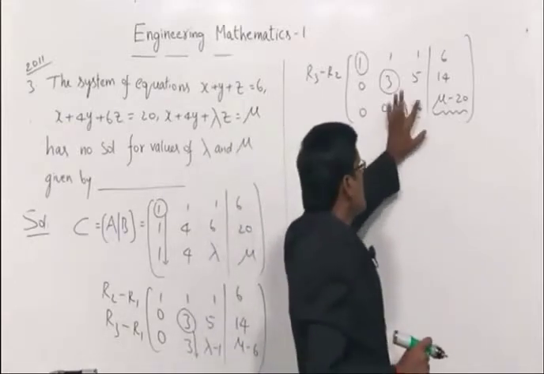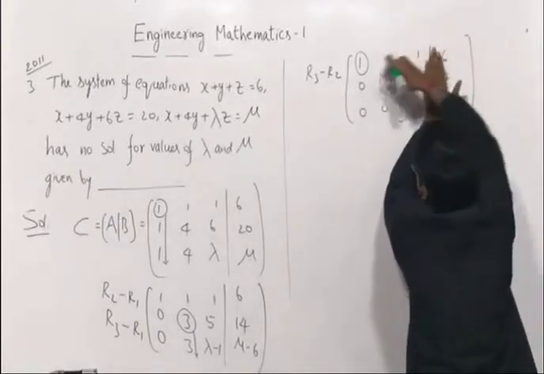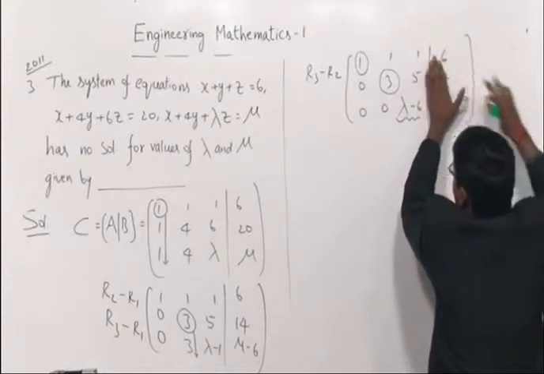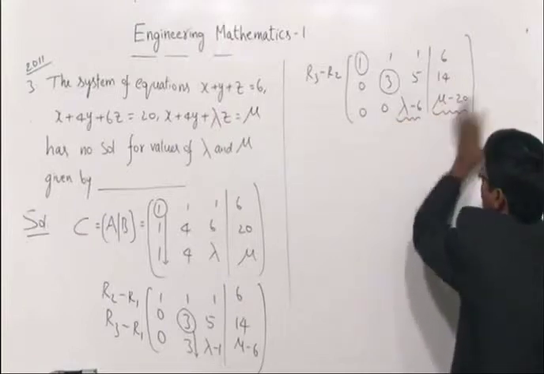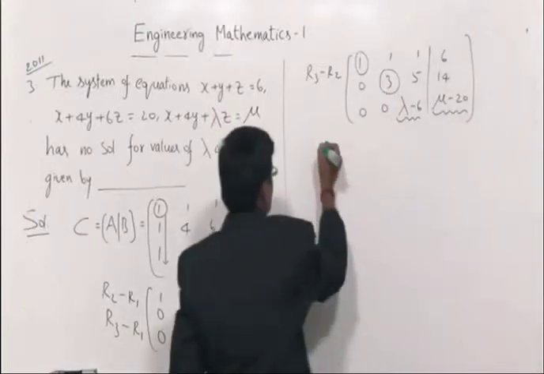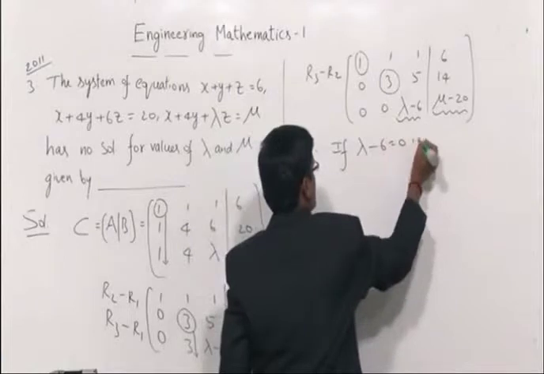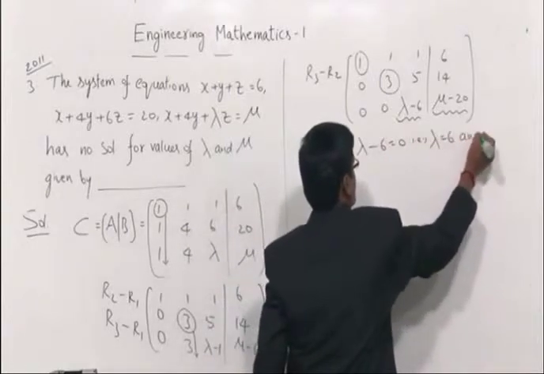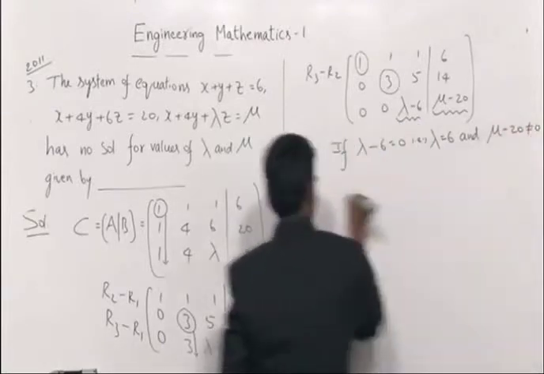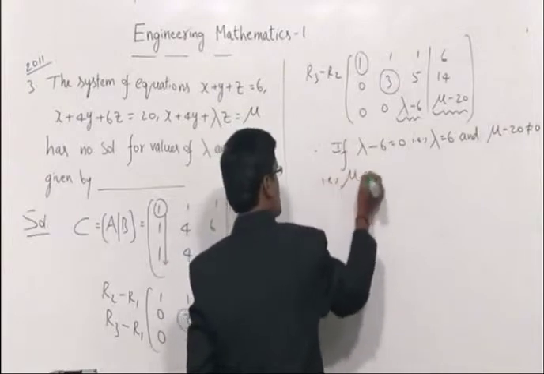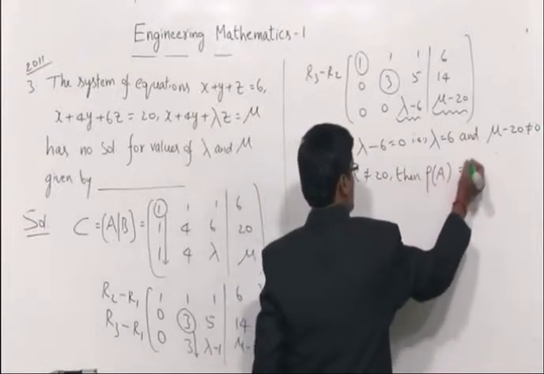That means if this element is 0, then closing the column, A has 2 non-zero rows. If this element is 0, rank A is equal to 2. If this element is not equal to 0, then this is also a non-zero row in the C matrix. Therefore, if lambda minus 6 is equal to 0, that is lambda is equal to 6, and mu minus 20 is not equal to 0, that is mu not equal to 20, then rank A is not equal to rank C.